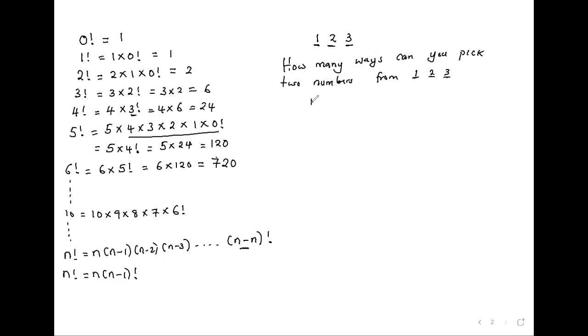So maybe you can get 1, 2, then you get 1, 3, then you get 2, 3. Well, if you say 2, 1, you mean the same thing. If you say 3, 1, you mean the same thing. If you say 3, 2, you mean the same thing. We're able to make 3 combinations there. You can get 2 numbers from 1 to 3 in 3 ways.